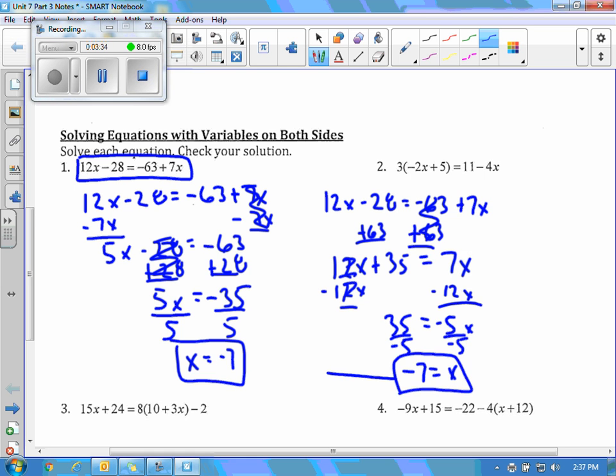So if you look, I did it 2 different ways but got the same answer. There's even more ways that you could do it. I could subtract 12x first, I could add 28 first. But the point is, you're going to wind up with the same answer no matter what. Now, I personally subtracted 7x first because I wanted to wind up with a positive 5x right here. Okay, but again, it doesn't matter which way you do it, you'll wind up with the same answer no matter what.